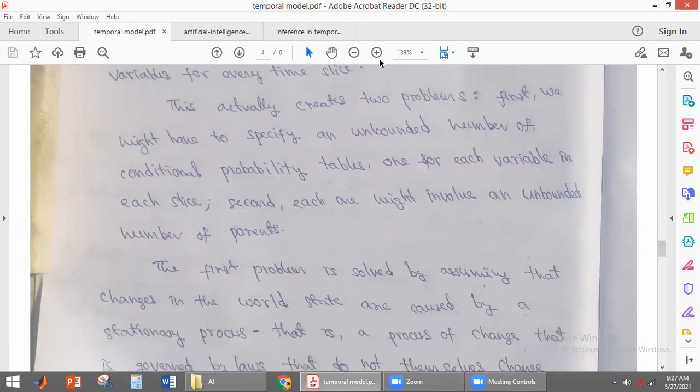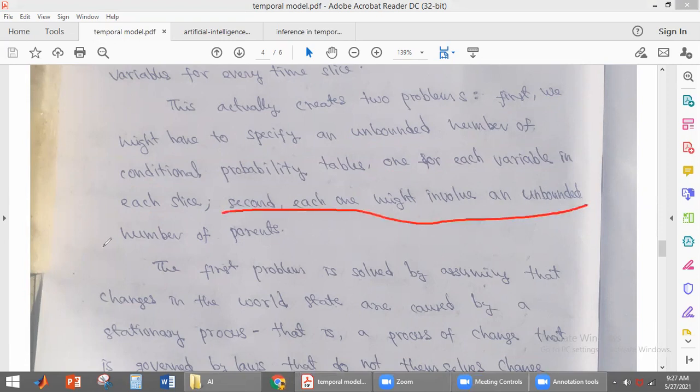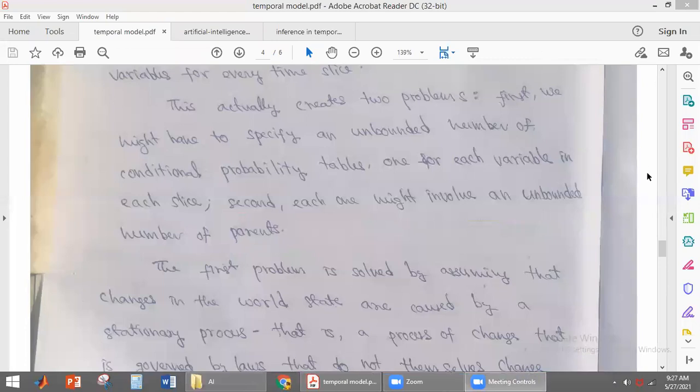What is the next problem here? Whenever we are drawing the network, we need to obtain the parents of each and every variable. Since this network has an unbounded number of variables, we will be having an unbounded number of parents. These are the two problems we will be getting in this temporal model. The first problem is that we will be having an infinite number of conditional tables for each variable. The second problem is that we will be having an infinite number of parents because the number of variables is also infinite.